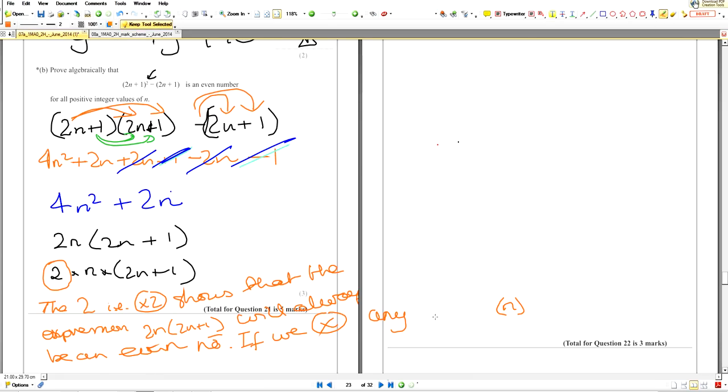Okay, and if we multiply any integer, so the integer n, if we multiply any integer by 2, we will always get an even number. So what does that say? It shows that the expression times by 2 will always be an even number. The times by 2, that's the proof. Because if we multiply any integer by 2, we will always get an even number.